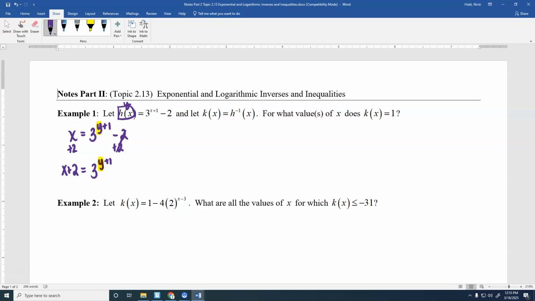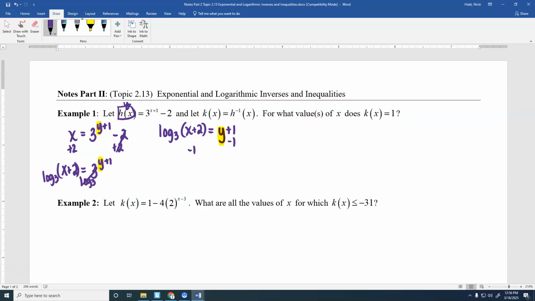I do the log with a base of 3 on both sides, and that will get rid of the 3 on that right-hand side. So I've got log base 3 of x plus 2. Make sure you got parentheses around that because you're taking the log of everything on that side, equals y plus 1. And then, Ella, what's the last thing I would need to do to solve for that y?